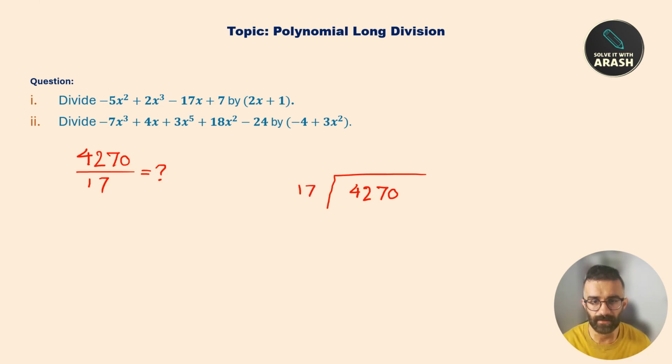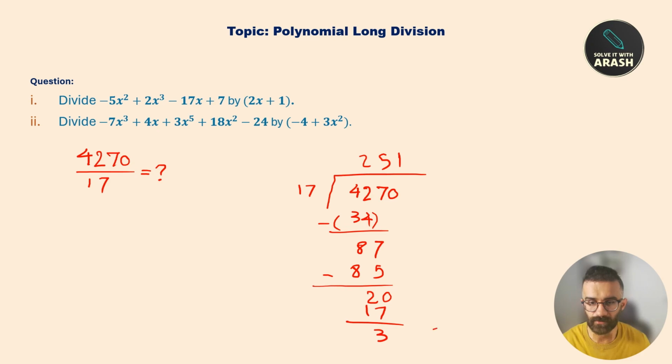Then I need to multiply 17 by 2 to make a 34 and subtract it from 42. And then bring down 7. Now I need a 5. 85 subtracted from 87 is 2. Bring down 0. Now I need a 1. And 3 is going to be the remainder, where 251 is called the quotient.